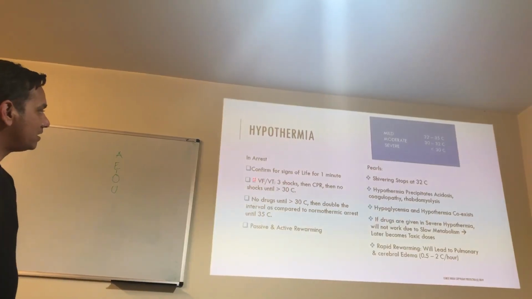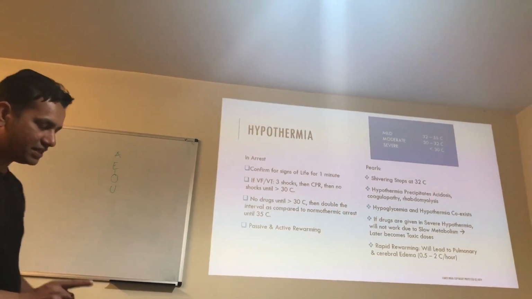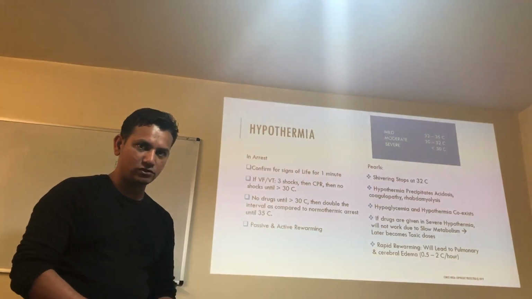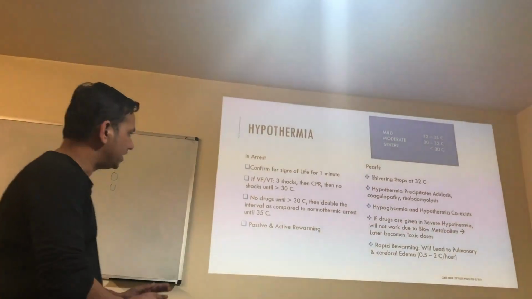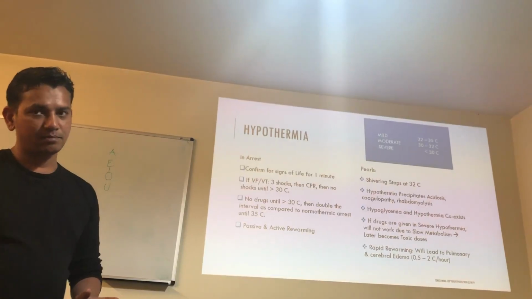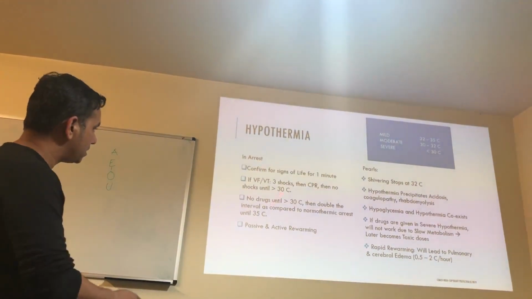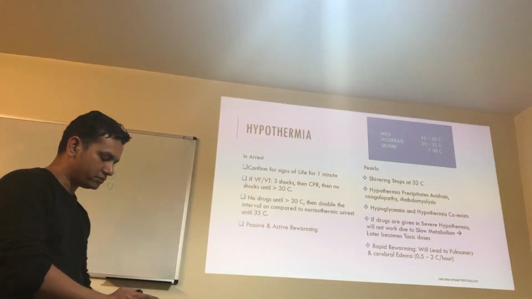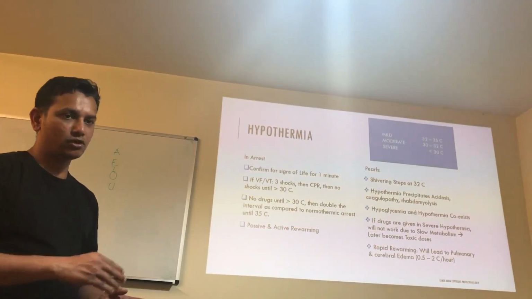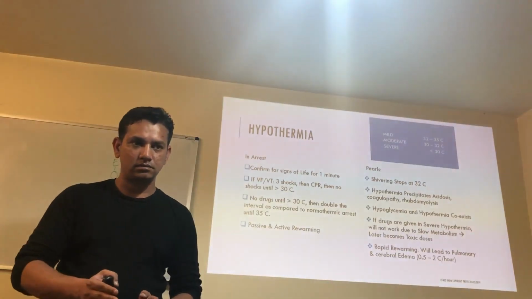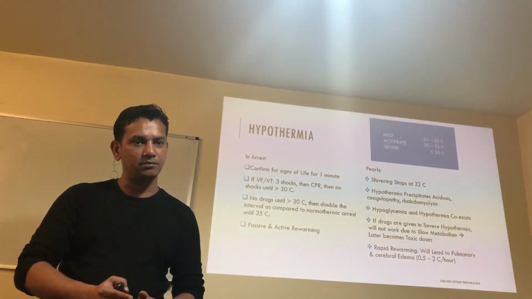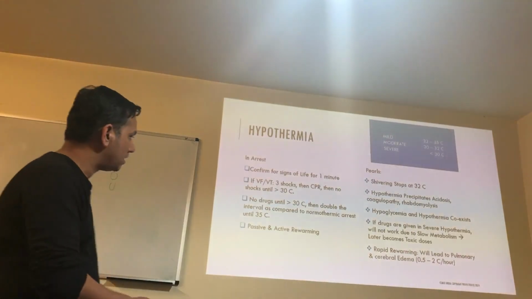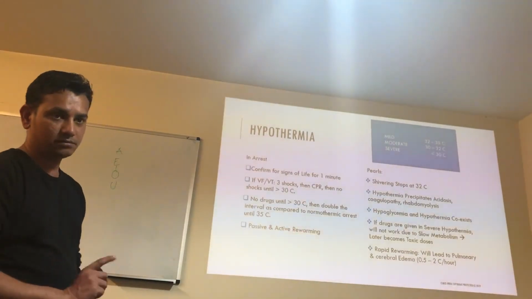Confirm signs of life for 1 minute. If there is a ventricular tachycardia or ventricular fibrillation without a pulse, give 3 stacked shocks, then just chest compressions until the temperature goes above 30. No drugs until temperature is above 30. Once it is between 30 to 35, you double the interval. Normally we give drugs at alternate cycles, 3 to 5 minutes. Here we'll make it 6 to 10 minutes, so every 4th cycle. Active and passive rewarming.